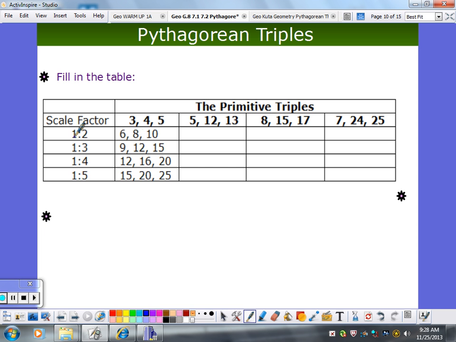So what did I do? 1 to 2 says multiply them all by 2. The 1 to 3 says multiply them all by 3. Multiply them all by 4. Multiply them all by 5. I want you to fill in this table. So for example, 5, 12, 13. If you multiply them all by 2, what do you get? 10, 24. I want you to fill in the table. All right, so you're going to get a whole list of triples. Go ahead and fill that in.